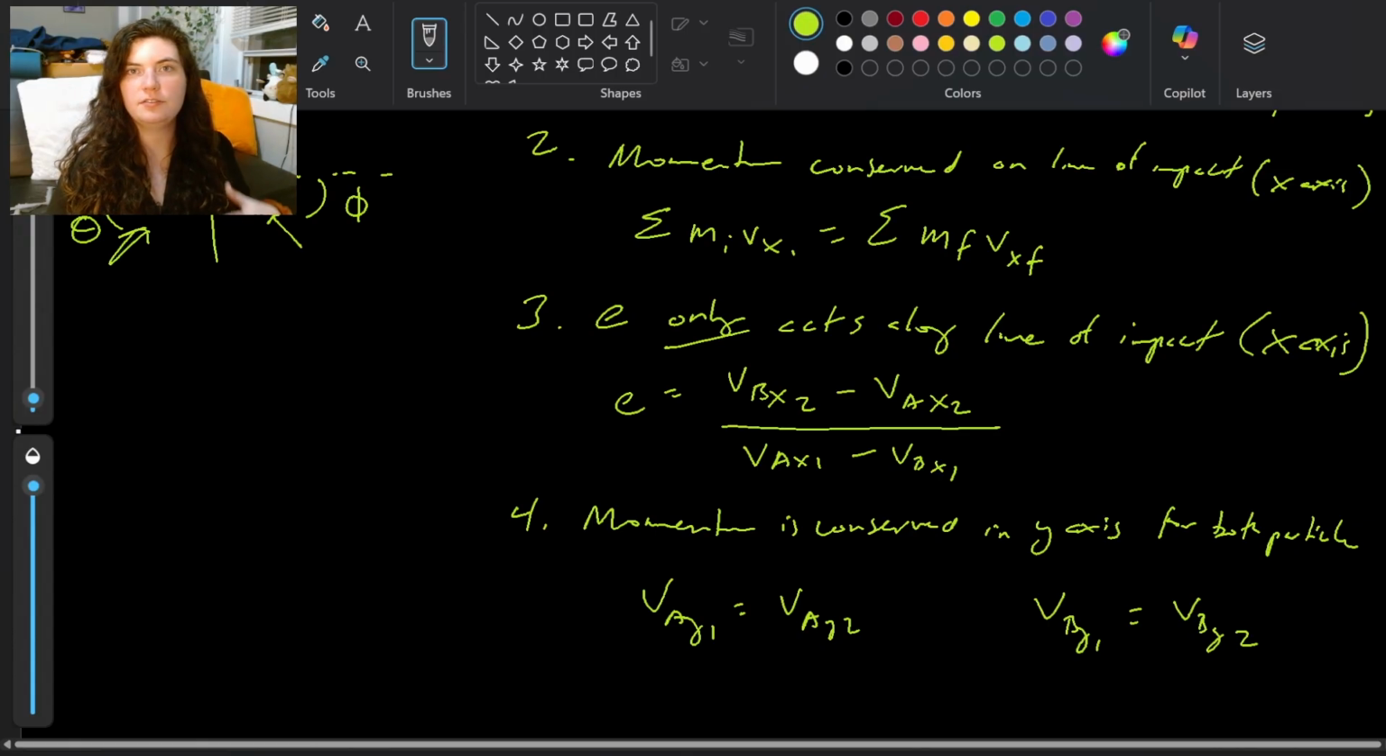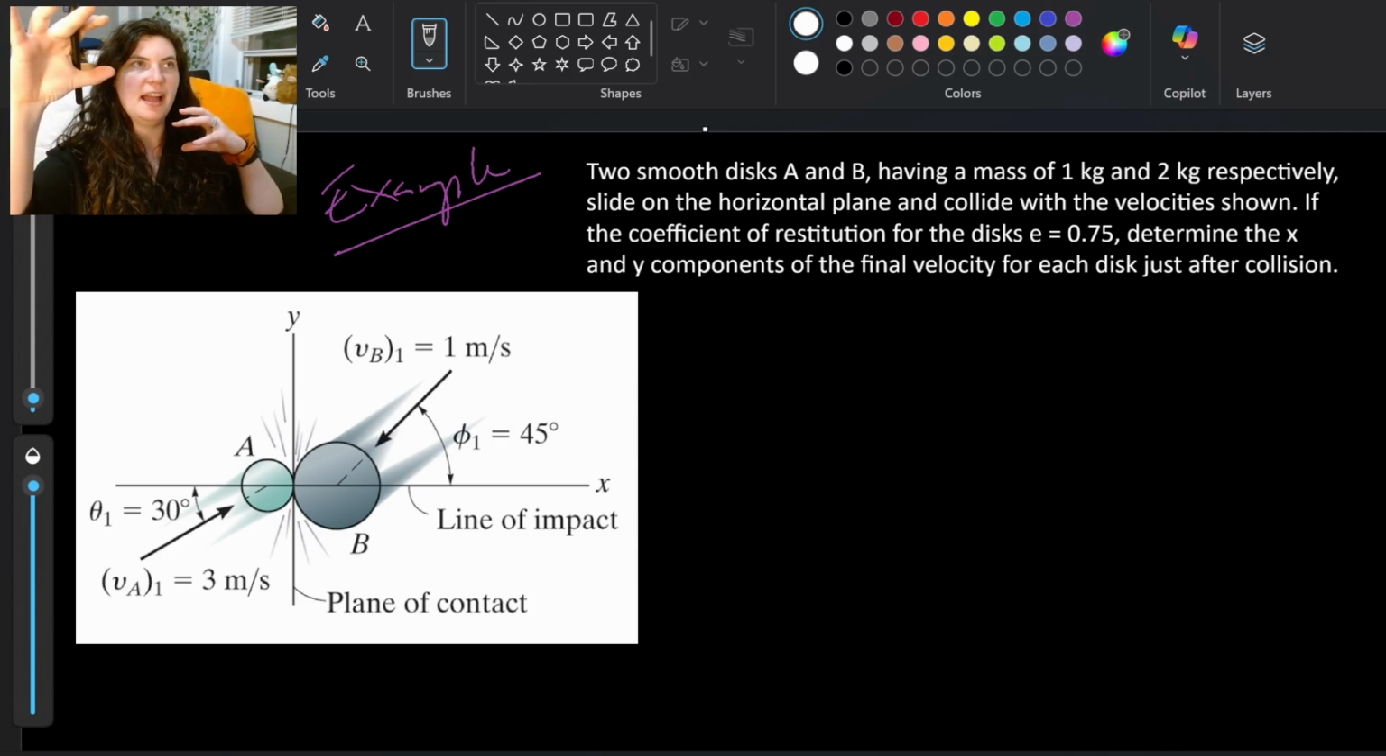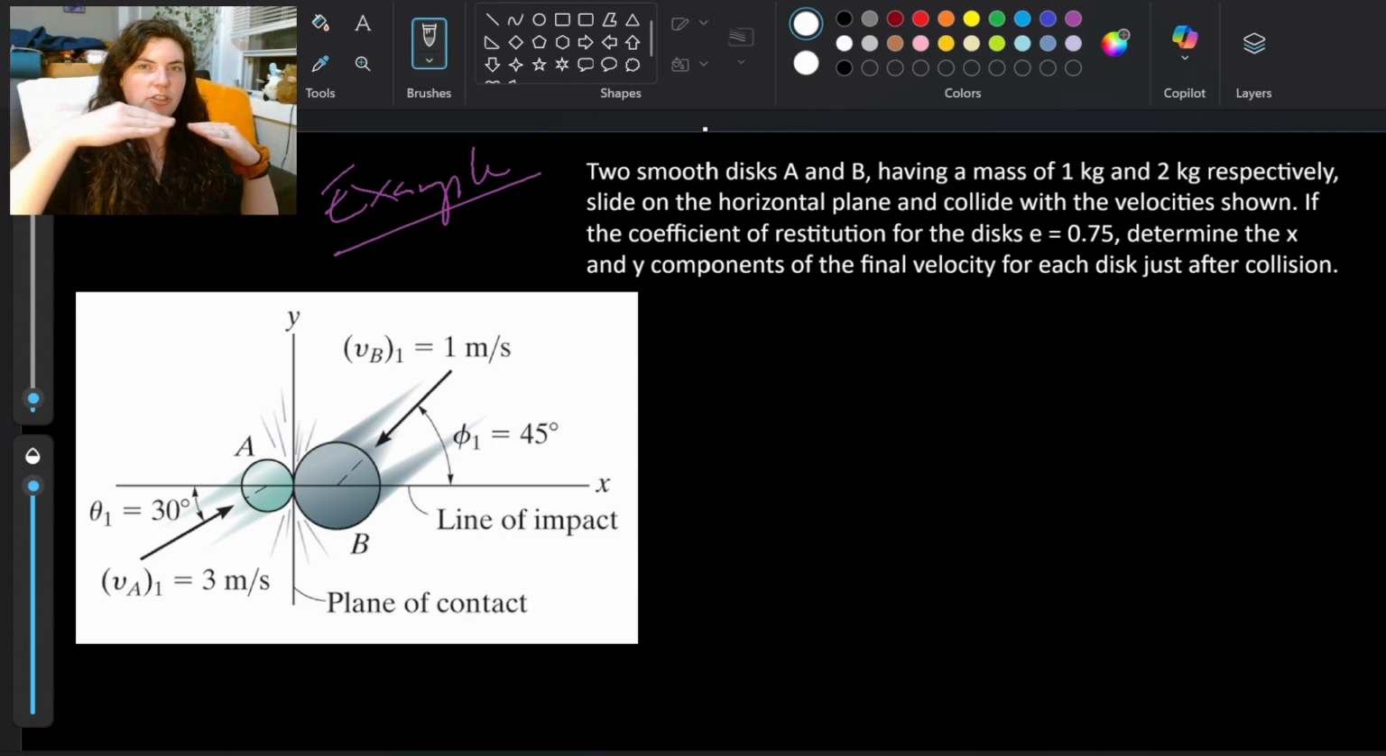So with these tips and things to be aware of in mind, let's take a look at an example of oblique impact. Here we've got a problem with oblique impact, which we can tell because they're coming at each other at two different angles. The way that they're hitting each other isn't exactly lining up. We have two smooth disks A and B that have a mass of 1 kilogram and 2 kilograms respectively, sliding on the horizontal plane and colliding with the velocity shown. If the coefficient of restitution for these disks is e equals 0.75, determine the x and y components of the final velocity for each disk just after collision.